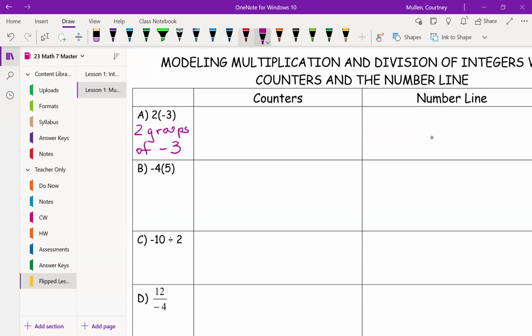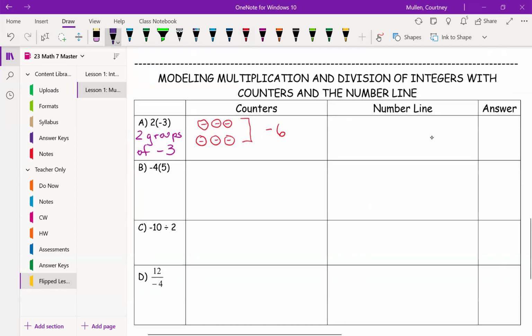So if we're going to make 2 groups of negative 3, we have one group of negative 3. So here's group 1. And then another group of negative 3 counters. Well, if I count them up, how many counters do we have? We have 6 counters, and their sign is negative. So the product of 2 and negative 3 is negative 6.